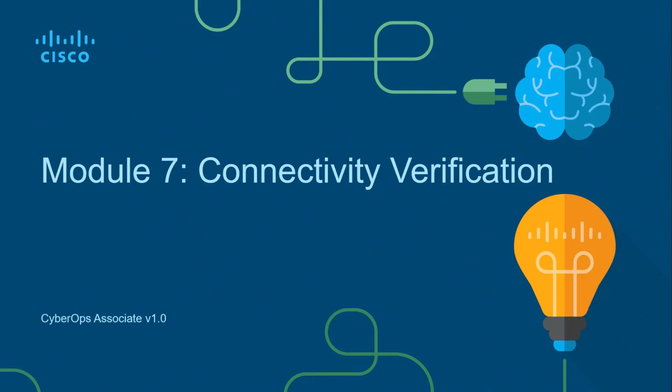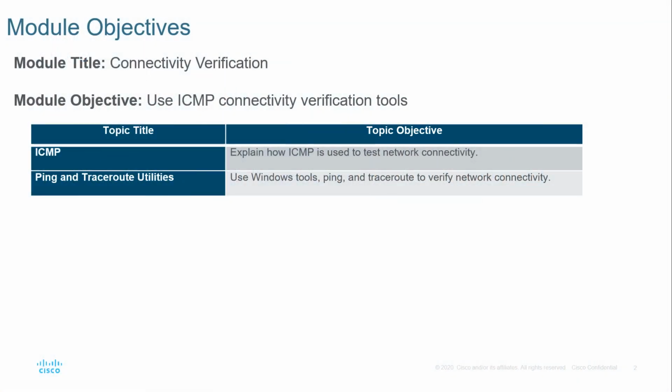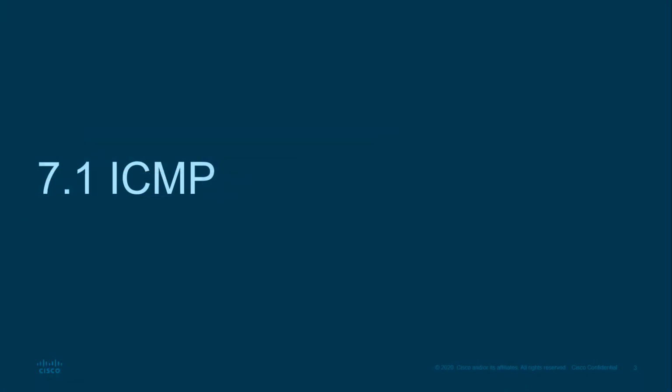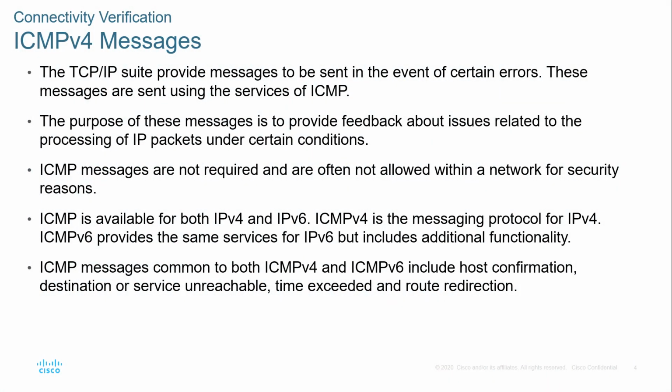Module 7, Connectivity Verification. So we're going to be looking at ICMP and ping. We're going to end with a little bit of traceroute. So first of all, ICMP, what does it do? How does it work? Well, ICMP comes in a few different flavors. We're going to be predominantly looking at ICMP v4 messages.